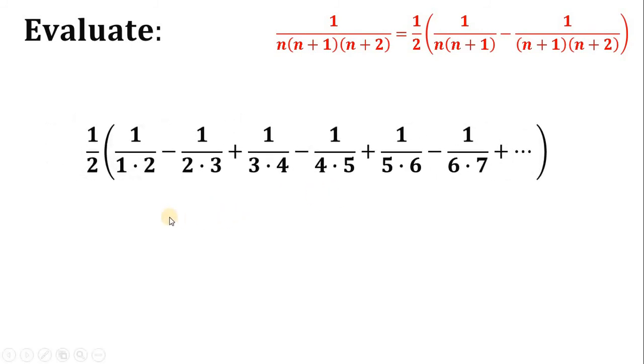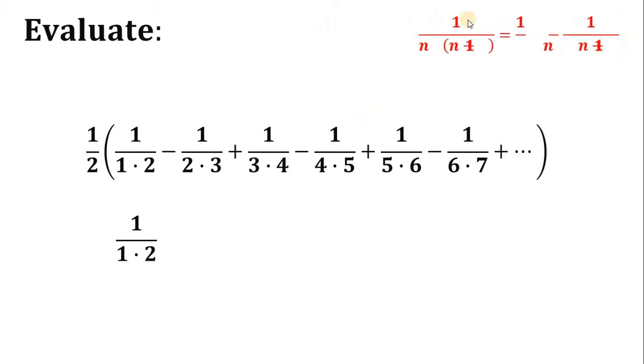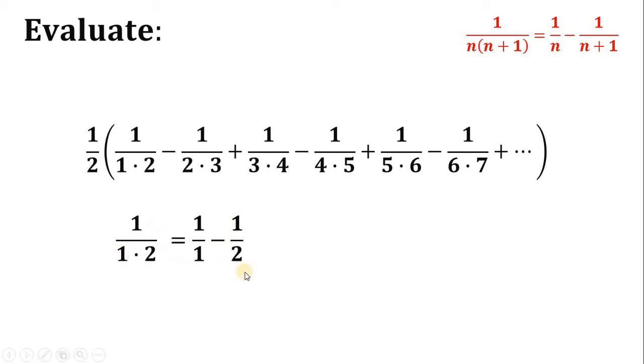And now, let's focus on this expression 1 over 1 times 2. Because again, let's recall this identity. If we have 1 over n times n plus 1, we have the product of two consecutive integers. That is equivalent to just 1 over n minus 1 over n plus 1. So, 1 over 1 times 2 can be written as 1 over 1 minus 1 over 2.